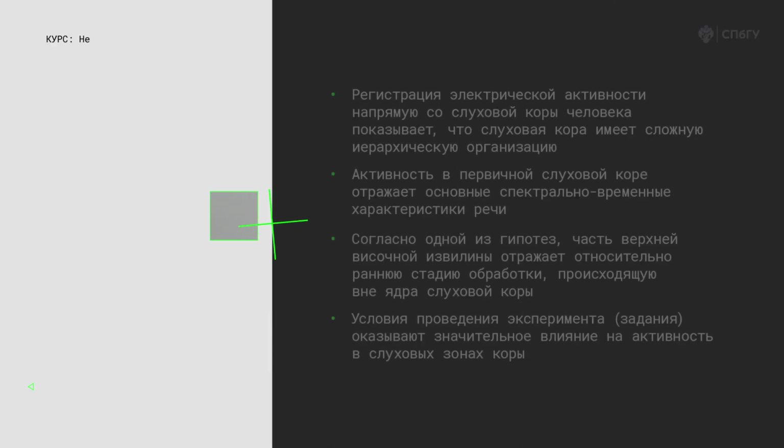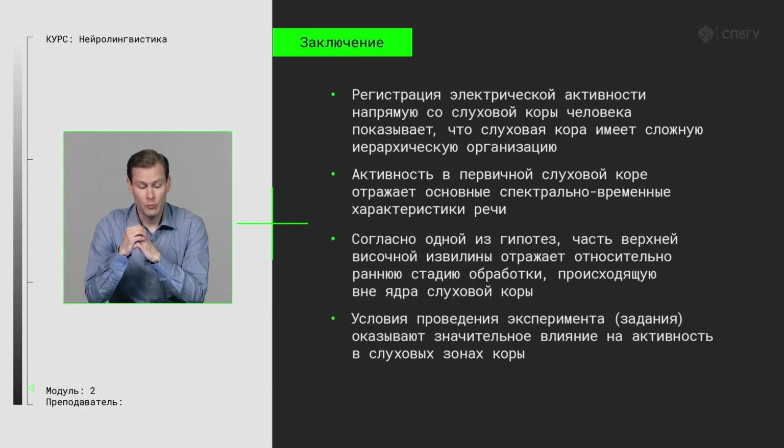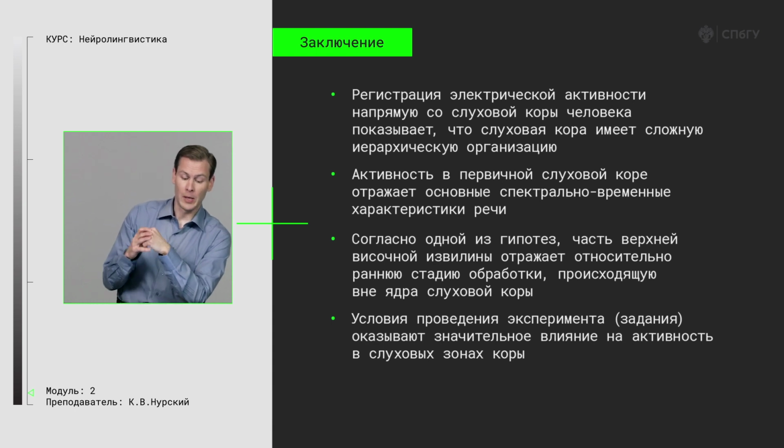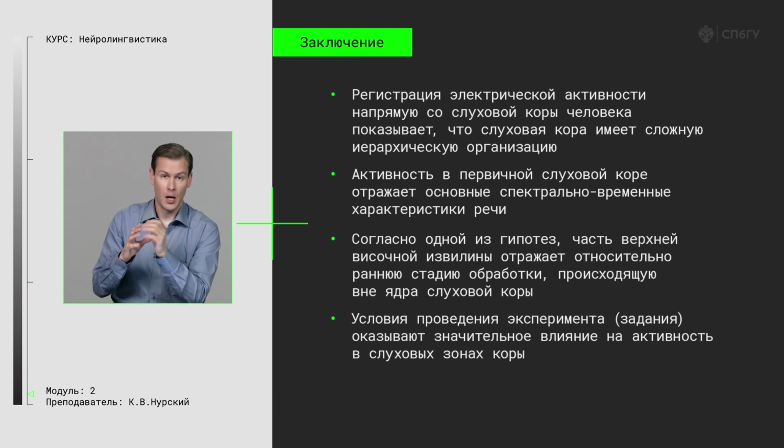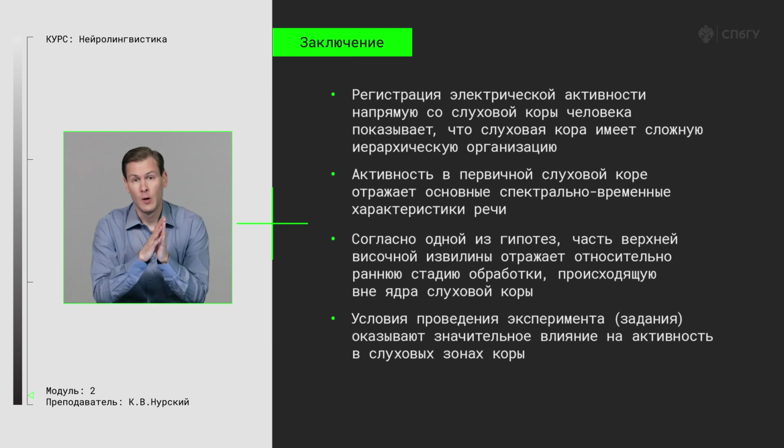In conclusion, direct recordings from human auditory cortex reveal a complex hierarchical organization wherein activity in core auditory cortex faithfully represents its basic spectrotemporal speech properties. In contrast, a portion of auditory cortex on the superior temporal gyrus is hypothesized to represent a relatively early non-core processing stage, and activity within auditory-related areas is strongly modulated by task conditions.